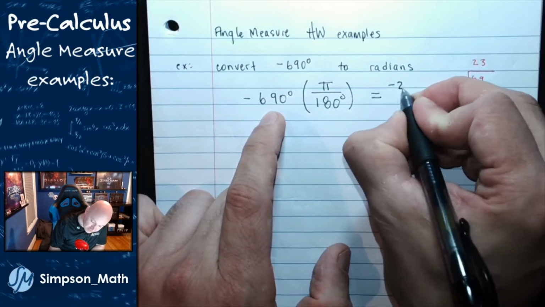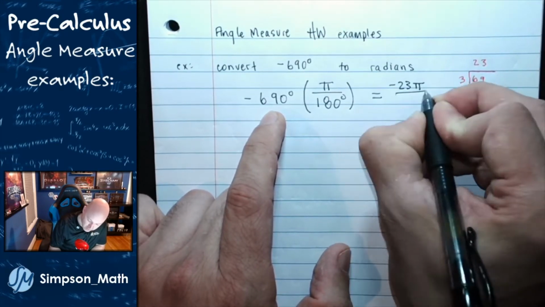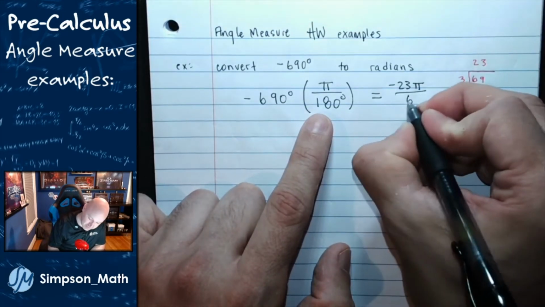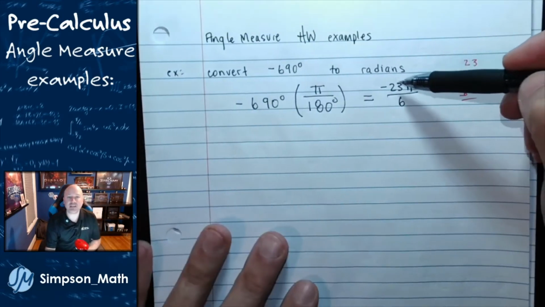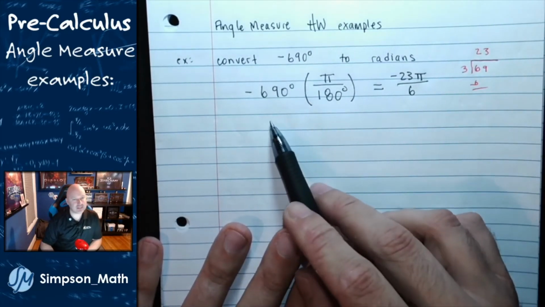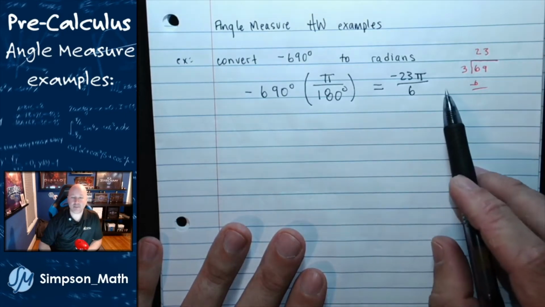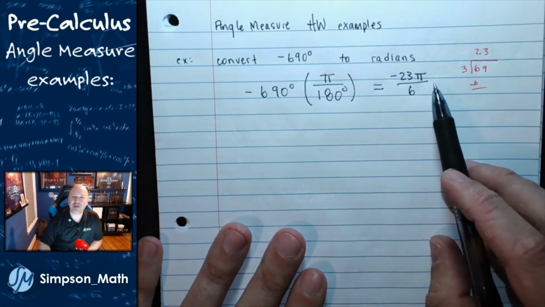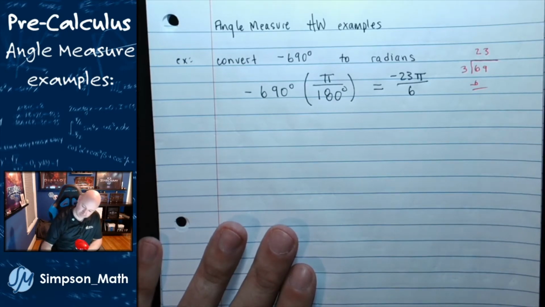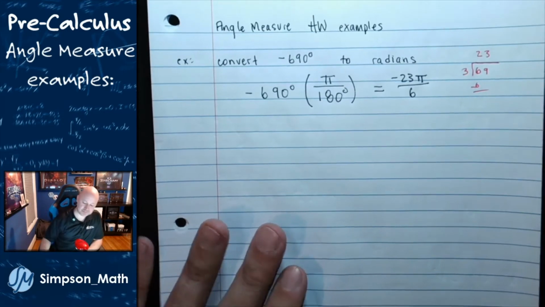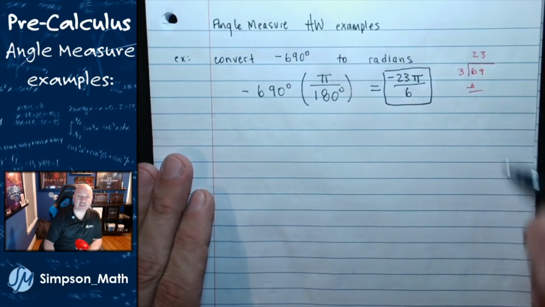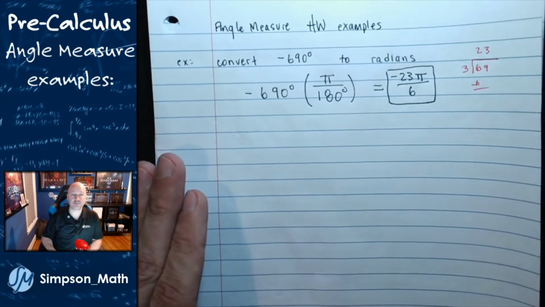But this is going to be negative 23 pi over, zeros are gone, 3 goes into 18 6 times, and I don't see anything else to reduce. So I believe negative 690 degrees, it's not pretty, is negative 23 pi over 6 radians. Yeah. All right, maybe box my answer just to show that that is the final answer.